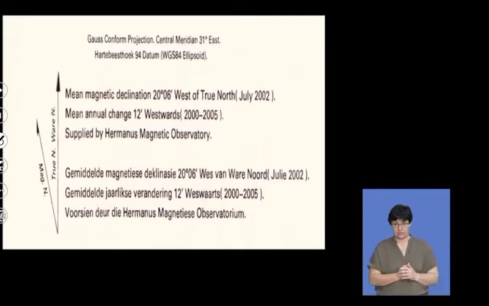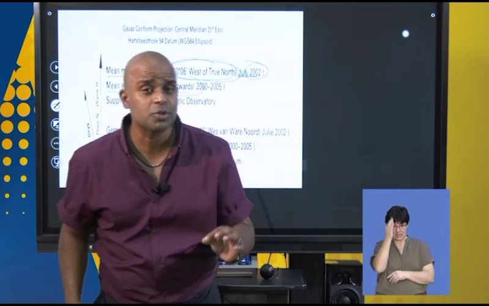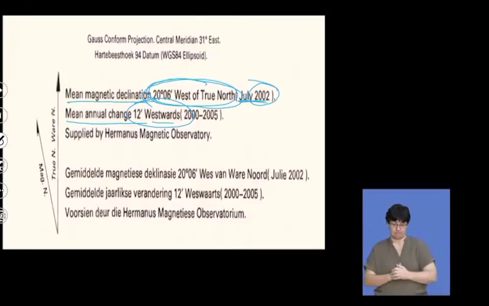And when you're reading, note the following. The mean magnetic declination represents the year of the map in which it is produced, which is July 2002. We're going to take 2002. Your mean annual change, 12 minutes westwards. What you should remember, when it comes to the mean annual change, if it's westwards, you add. If it's eastwards, you subtract. And of course, that year is the year of the mean annual change.